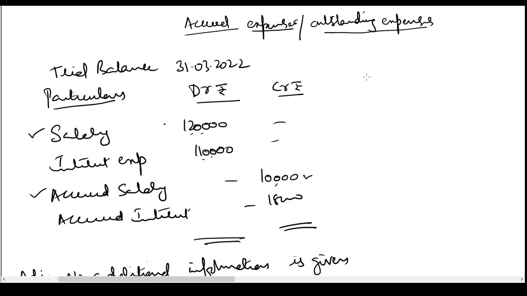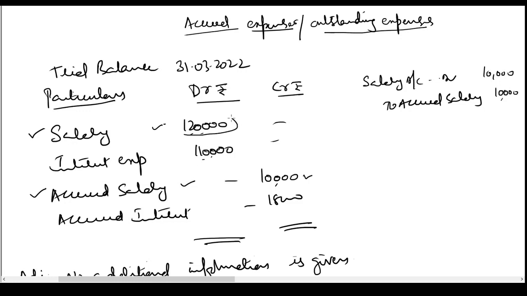What is the entry we have already passed? We have passed the entry salary account debit to accrued salary. This entry has already been passed. The effect has already been given in both the salary account and also the accrued salary account. So this salary expense includes both expenses paid in cash and also accrued. So it is having both cash paid and accrued.